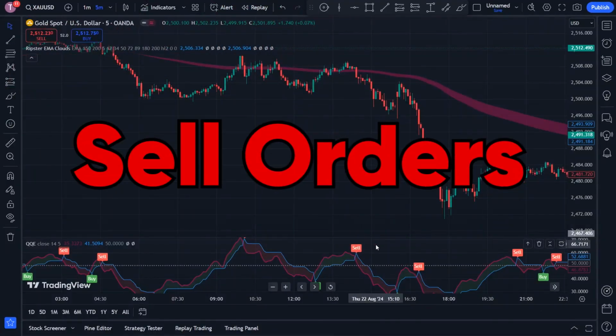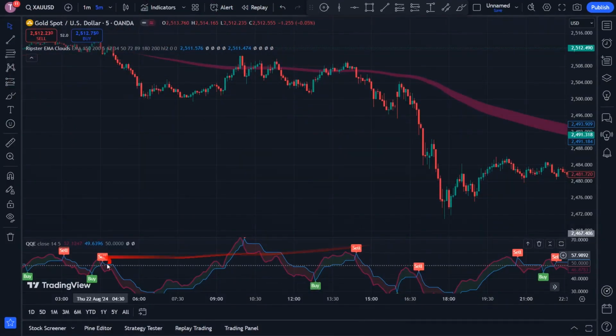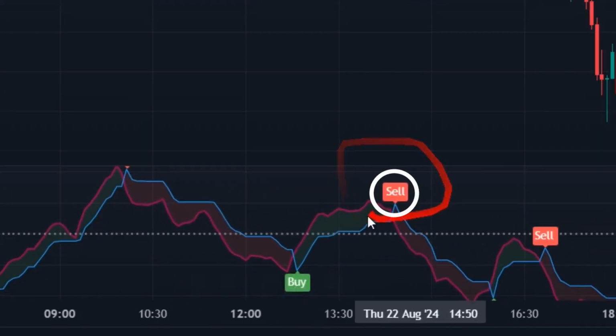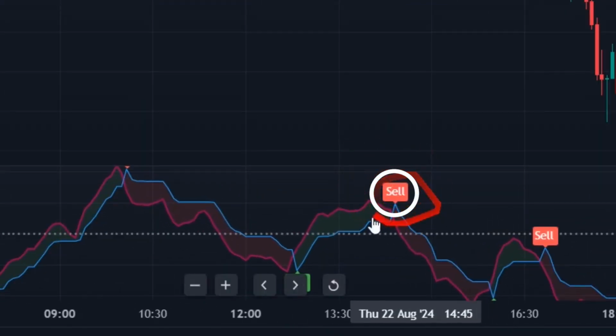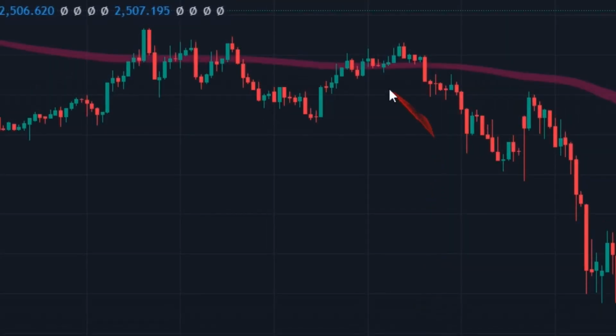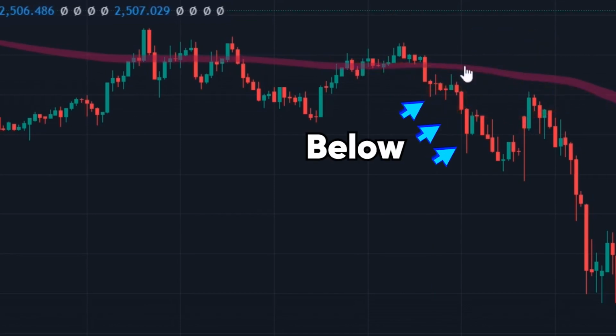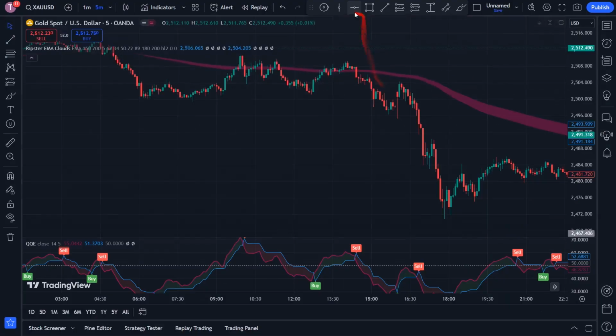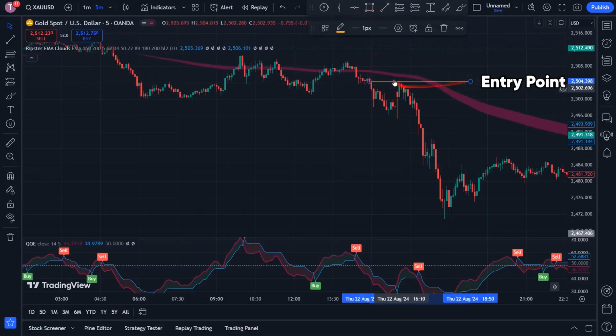For sell orders, we need to do the opposite of what we did for buy orders. First, we need to look for a sell signal on the QQE indicator. After finding that, we should check the EMA clouds and ensure that the clouds are red and that the price candles are below these clouds. When both of these conditions are met, we know we have found an entry point for a sell trade.